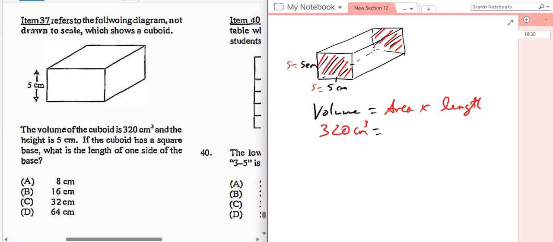It's a square. This drawing is not properly drawn, poorly drawn, because that definitely doesn't look like a square. But we know it's going to be 25, right? Because this length and this length will be the same. So 25 centimeters squared. And what is the length of one side of the base?